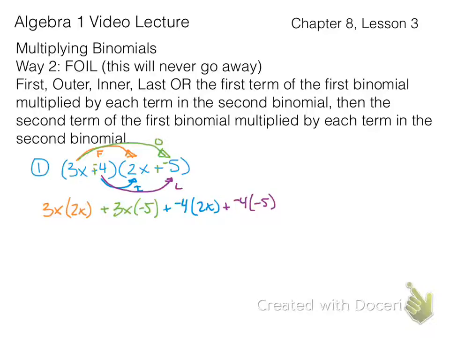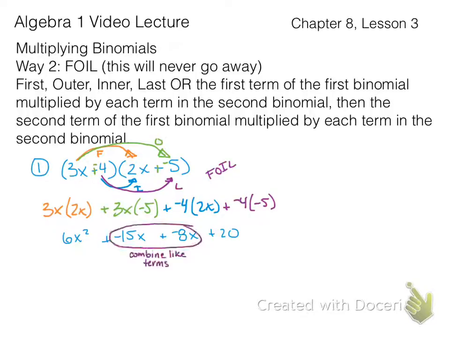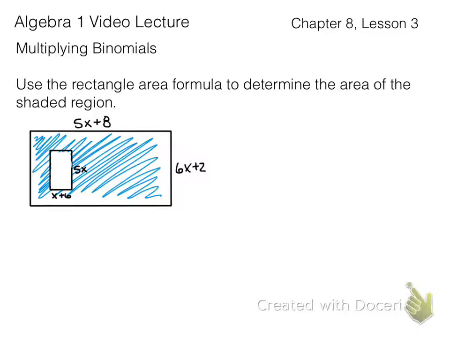So we're going to have 3x times 2x, which is 6x squared, plus 3x times negative 5, which is negative 15x, plus negative 4 times 2x, which is negative 8x, plus negative 4 times negative 5, which is positive 20, and then we need to combine like terms, and that's going to give us 6x squared plus negative 23x plus 20. All right, moving on.